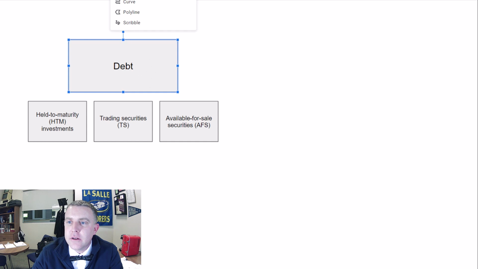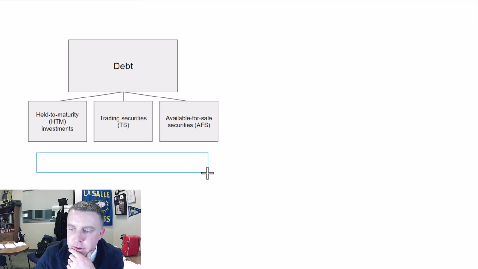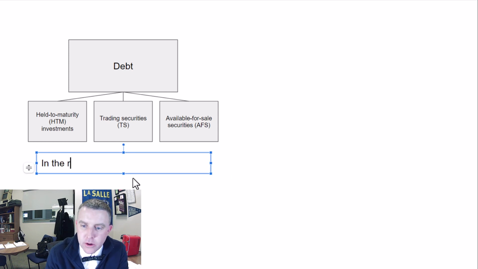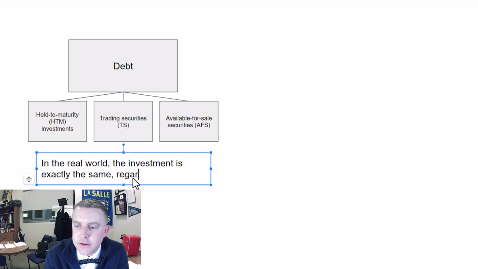And then we can add a line showing that these are the three categories. So we have three different types of debt investments: held to maturity, trading securities, available for sale securities. What's important to note here is that in the real world, the investment is exactly the same regardless of the accounting category we place on the investment.